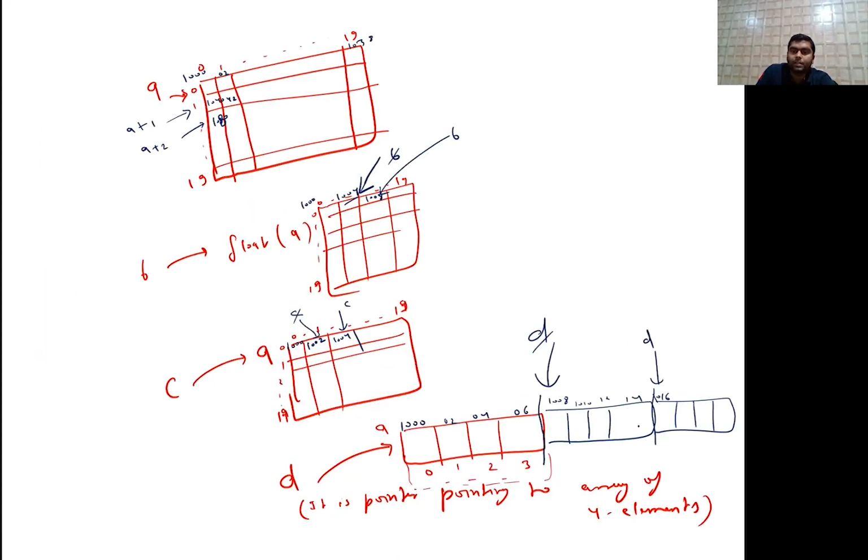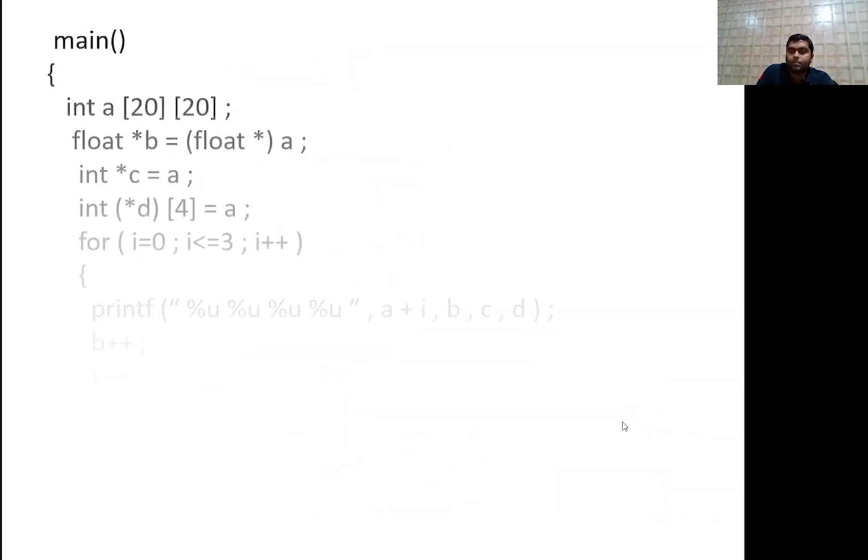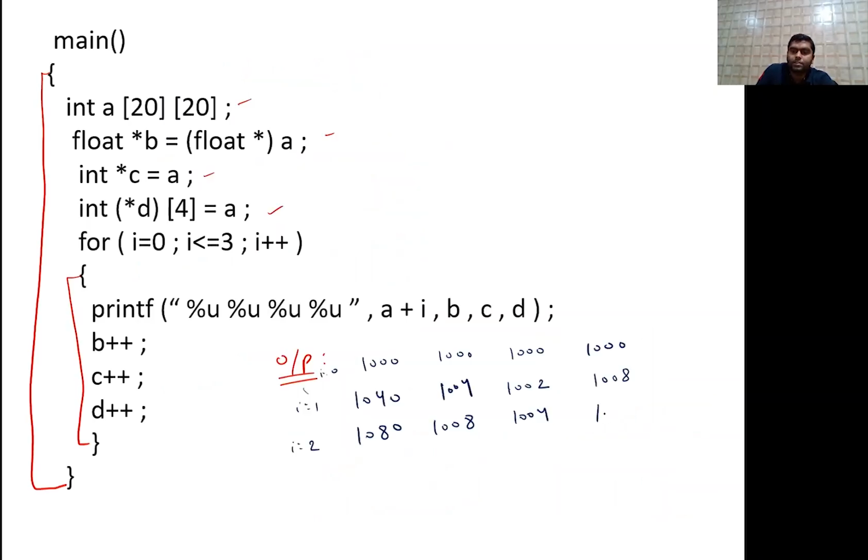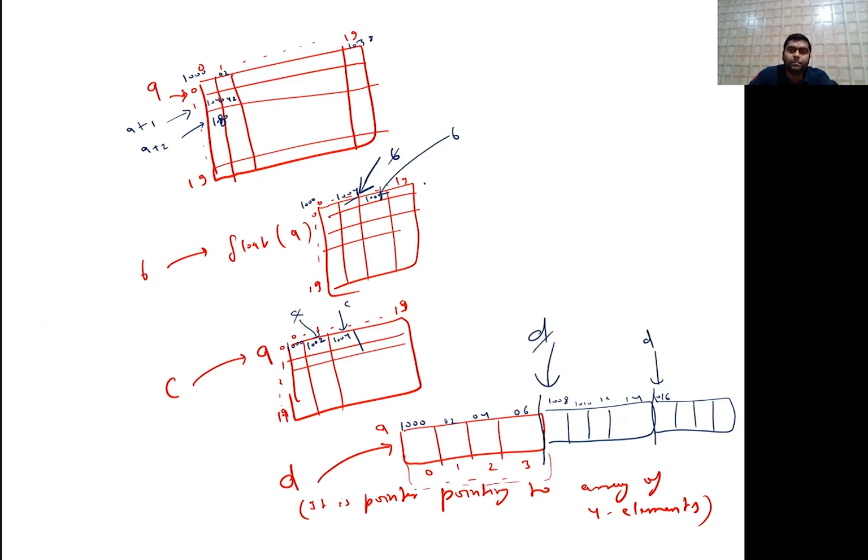And what about D? So D just skips 4 elements, so it is 1016 only. Okay, now for I equals 3, this is the last time. After that B, C and D will get incremented. So what is B? B will point to this particular location now.